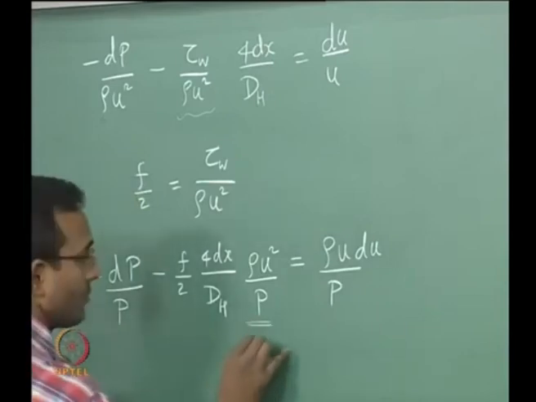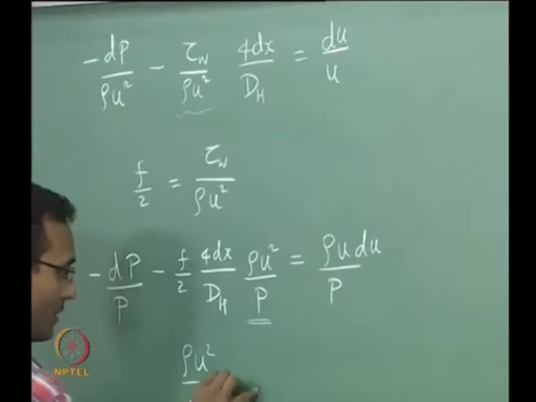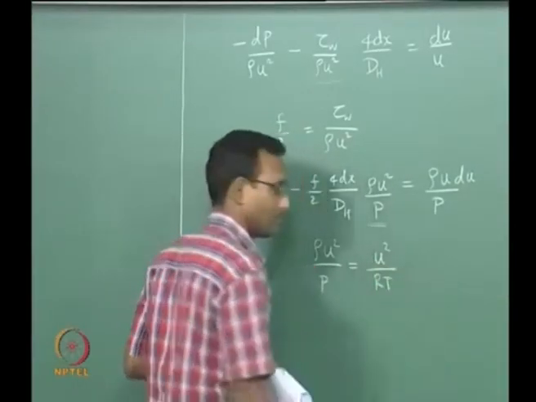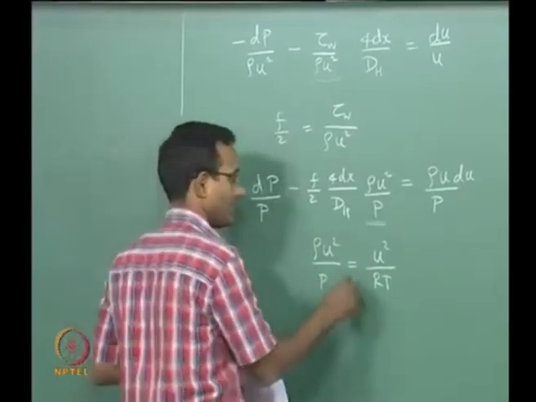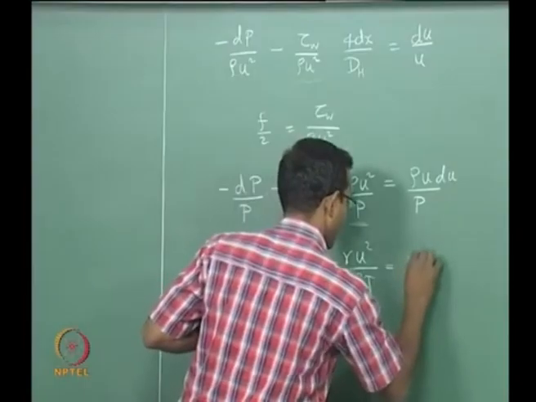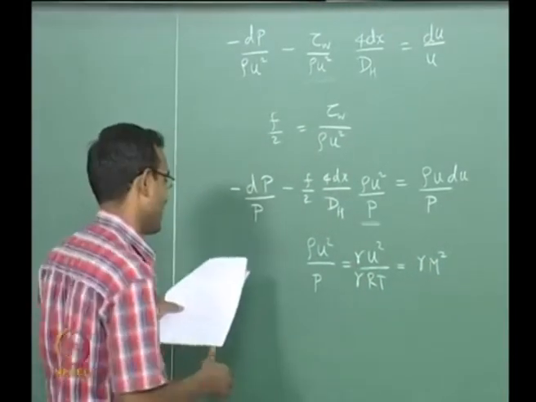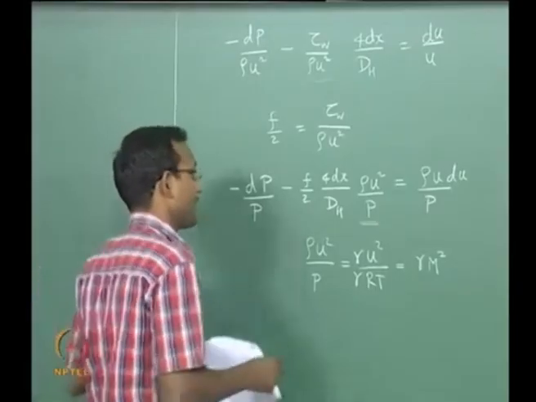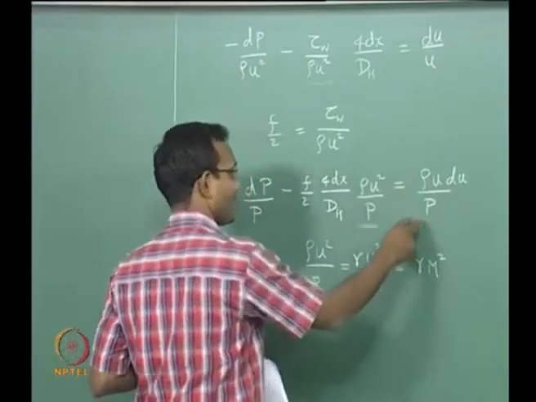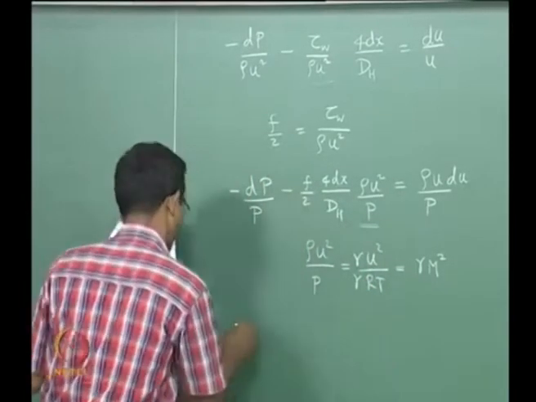Now I have this term, rho u square by p, which can be written as u square by RT, since p equals rho RT. So I can now multiply and divide by gamma, and I am going to get gamma M square here. This is an age-old derivation, you should have done this so many times in gas dynamics anyway. The only difference in this particular term is rho u by p, which is equivalent to gamma M square by u. So I can rewrite the whole thing.